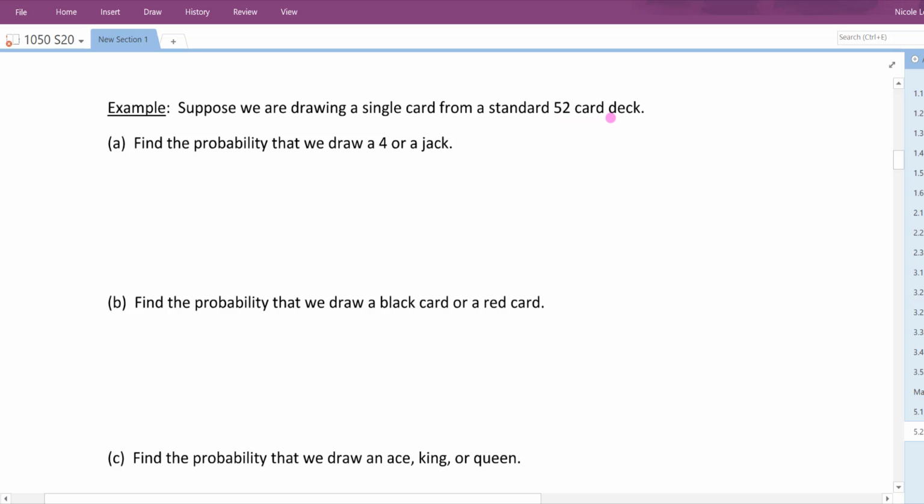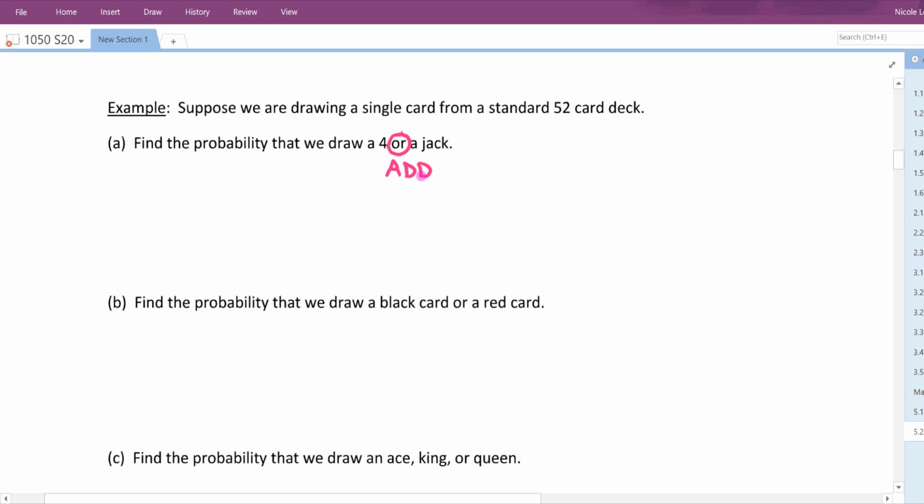So it says again, we're drawing just a single card from a standard 52 card deck. For part A, it says to find the probability that we draw a 4 or a jack. So we want a 4 or a jack. Whenever I see the keyword, I'm going to circle it. It's going to seem kind of excessive because it's the only keyword we've seen so far, and we're going to see it over and over again, but I really want to hammer it in that this is a keyword, and when we see it, we want to add. Whenever we see the keyword or, this tells us to add.